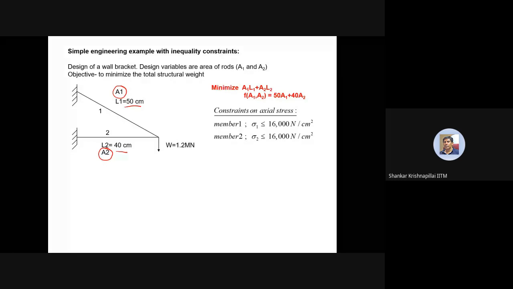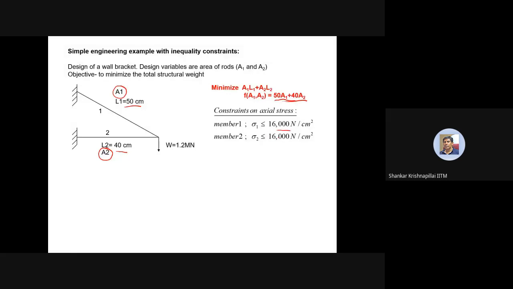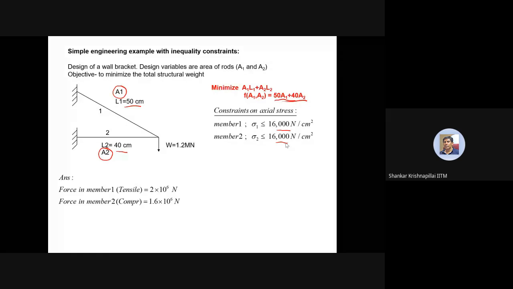Okay, and 2 constraints are given. What are the 2 constraints? In member 1, the axial stress must be less than 16,000 Newton per centimeter squared, and in member 2, the axial stress must also be less than 16,000 Newton per centimeter squared. The force in member 1 is calculated as 2 into 10 raised to 6 Newton, and the force in member 2 is calculated as 1.6 into 10 raised to 6 Newton.